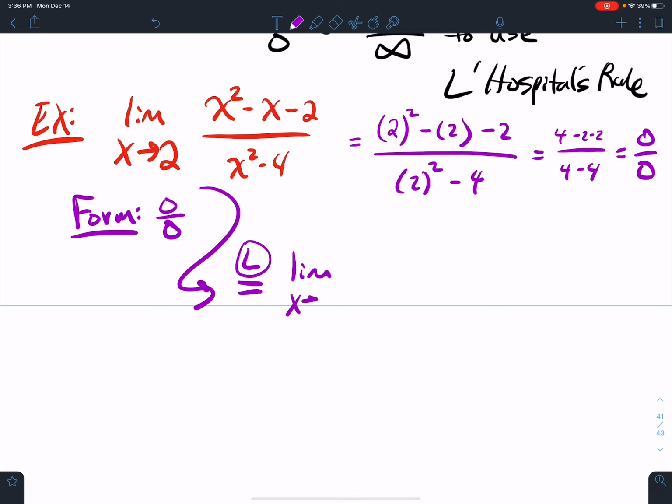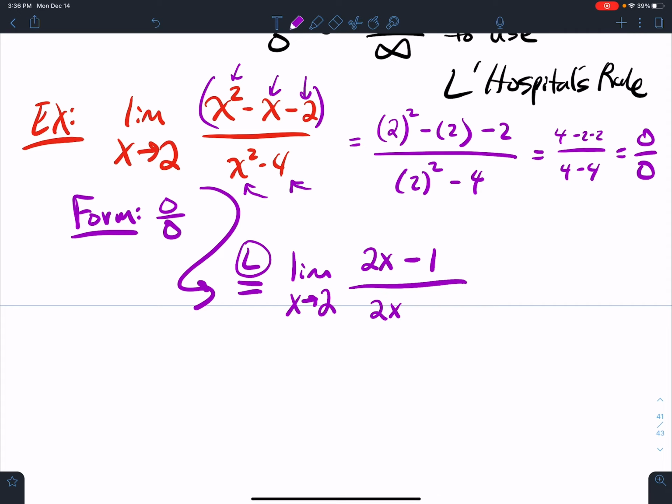So this is the limit as x goes to 2 of, well, what's the derivative of x squared? That's 2x. What's the derivative of negative x? That's negative 1. What's the derivative of negative 2? That's 0, right? So in the denominator, the derivative of x squared is 2x. The derivative of negative 4 is 0. So now, what do I have?